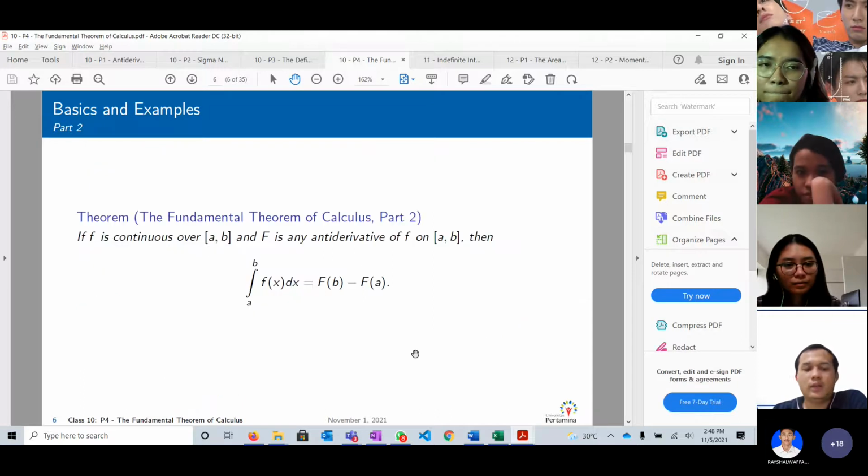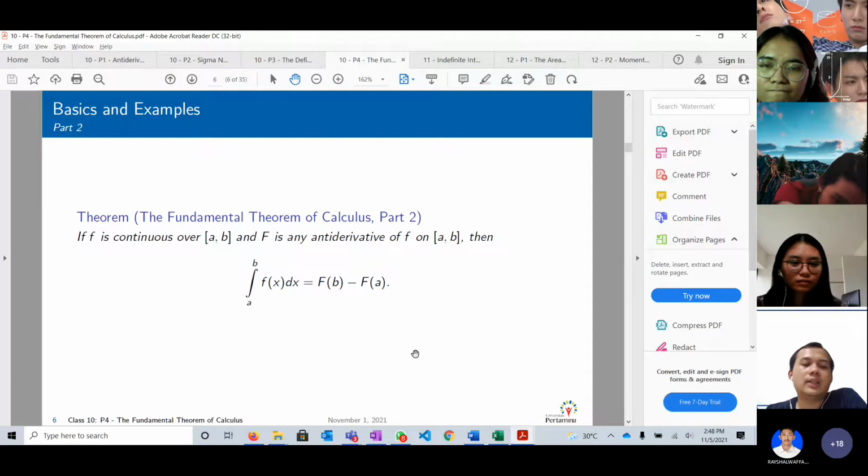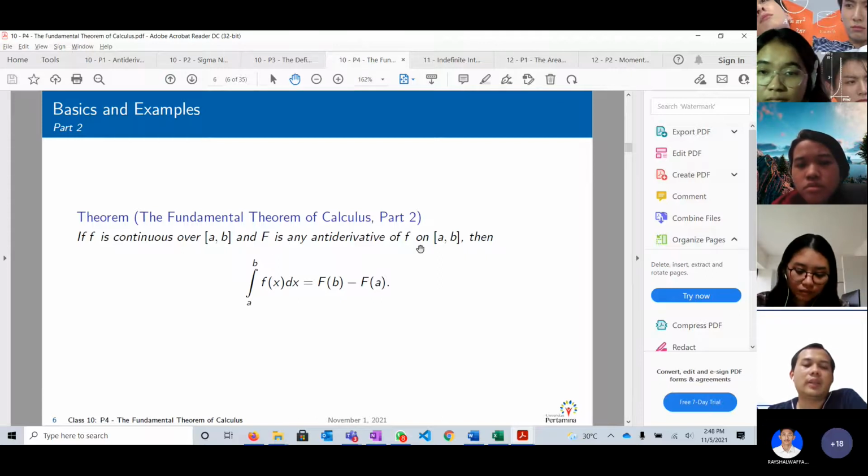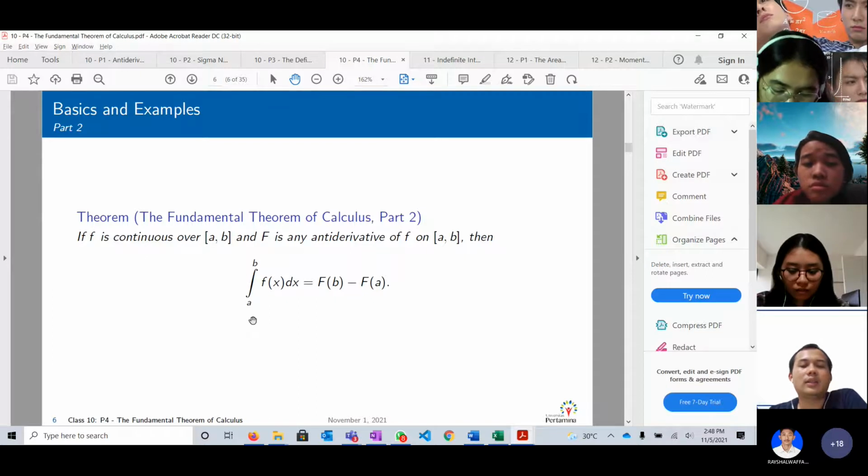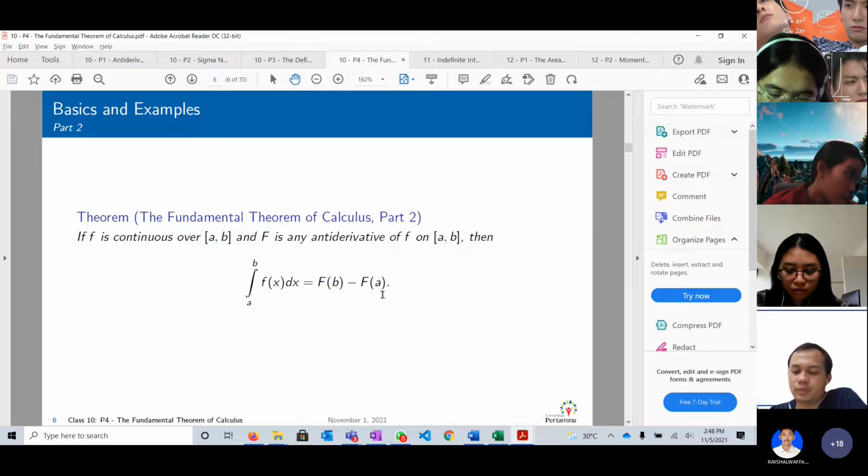And we have the second fundamental theorem of calculus. It says that basically, if we have, this is what you already know. Yeah. If F is an antiderivative of f, then the definite integral from a to b of small f of x dx is basically capital F at b minus capital F at a. Yeah. This one you already know.